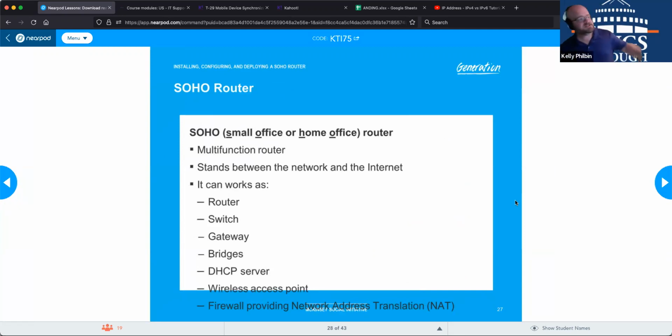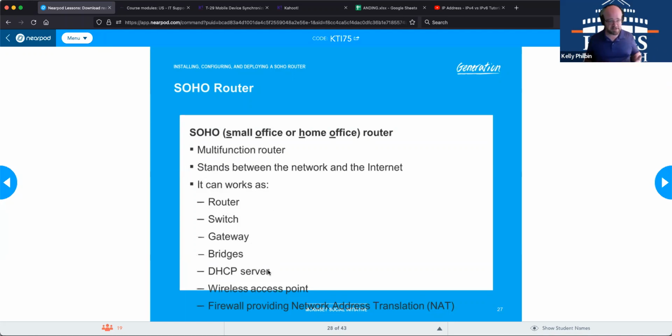All right. So your small office, home office router, usually that's the one you would have in your house. It is a multi-function device, kind of an all-in-one, like we talked about earlier, where it's everything. It is your router, it is your switch, it is your gateway, it is your bridge, because it bridges from your wired to wireless. It is your DHCP server. It hands out IP addresses to all the computers or network devices in your house, because you're not manually going in and putting that stuff in, are you?